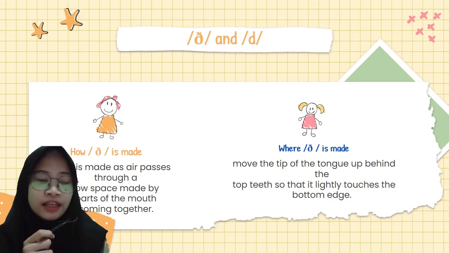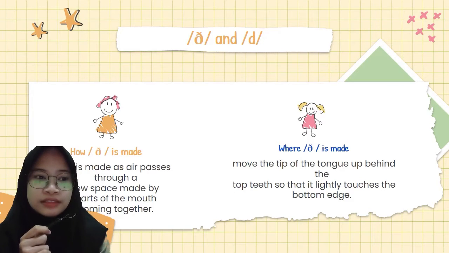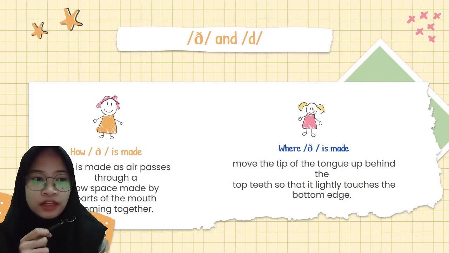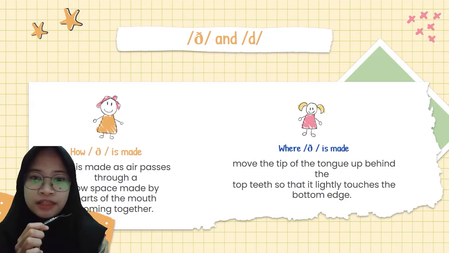There are the voiced and the voiceless th sounds. How to make the sound? The th is a fricative sound. Noise is made as air passes through a narrow space made by parts of the mouth coming together. The th sound is the most difficult sound to make in English. You need a lot of practice with them.